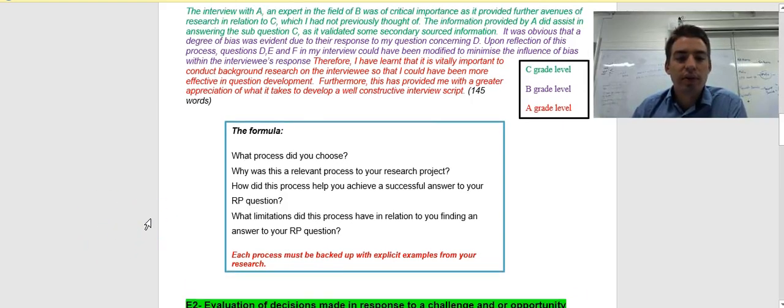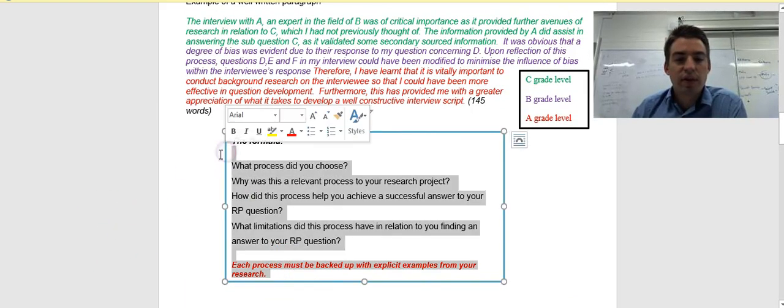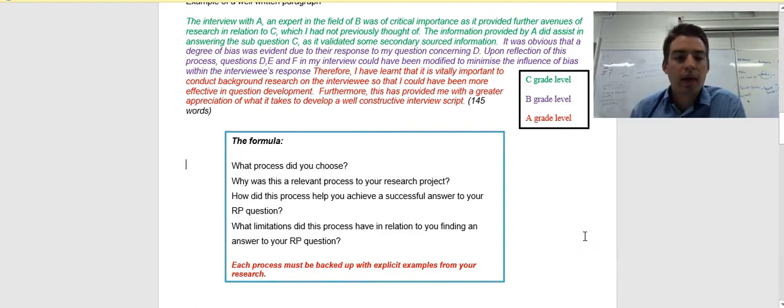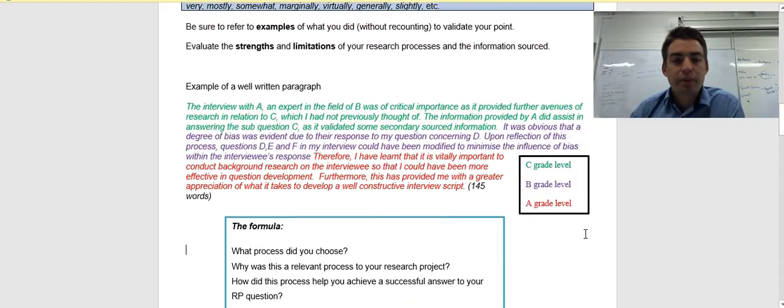And so you can use a formula for this, and this is the way that I would suggest that you have a crack at it. What process did you choose? That's the first thing that you need to make really clear. Was this a relevant process, or why was this a relevant process to your research project? How did this process help you achieve a successful answer to your research project questions? And then what limitations did this process have in relation to you finding an answer to your research project question? Now, if you can answer each of those questions there, providing examples from your research, you're going to be doing a pretty decent job. So that is E1.